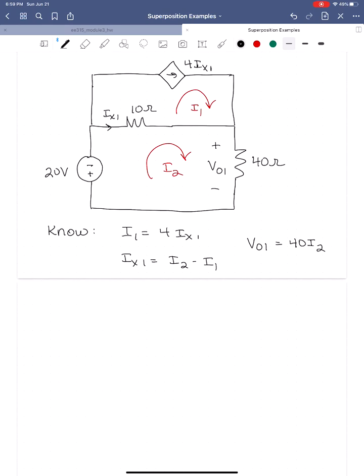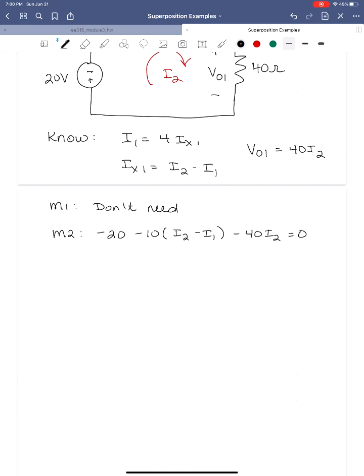Just like when we used mesh analysis before, we don't have to write a mesh equation if we already know what the mesh current is. We know that I1 is equal to 4 times Ix1, so we don't need mesh 1, at least not to find the mesh currents now. So mesh 2, starting with that 20 volt source, we're going to subtract 20, coming around to the 10 ohm resistor, minus 10 times (I2 minus I1), coming around to the 40 ohm resistor, minus 40 times I2 is equal to 0.